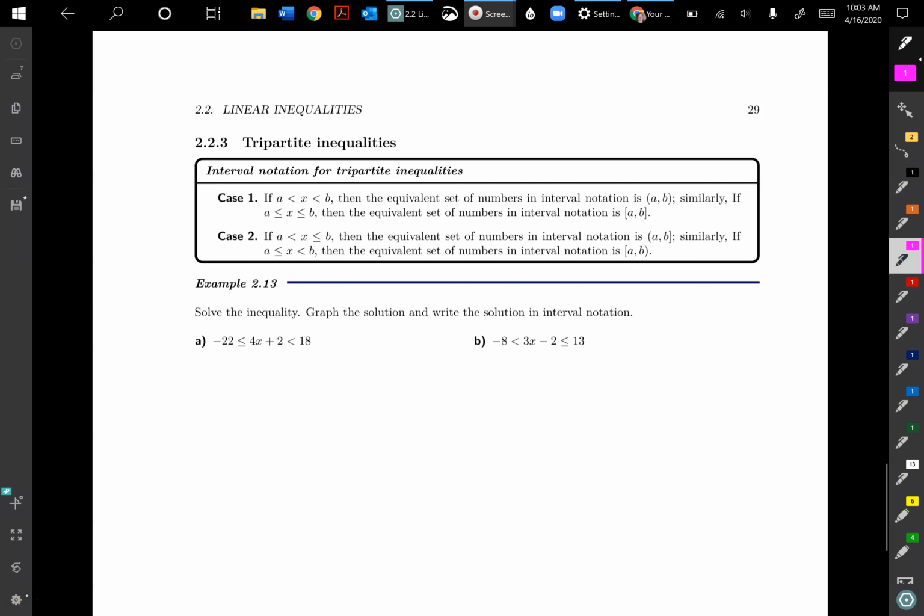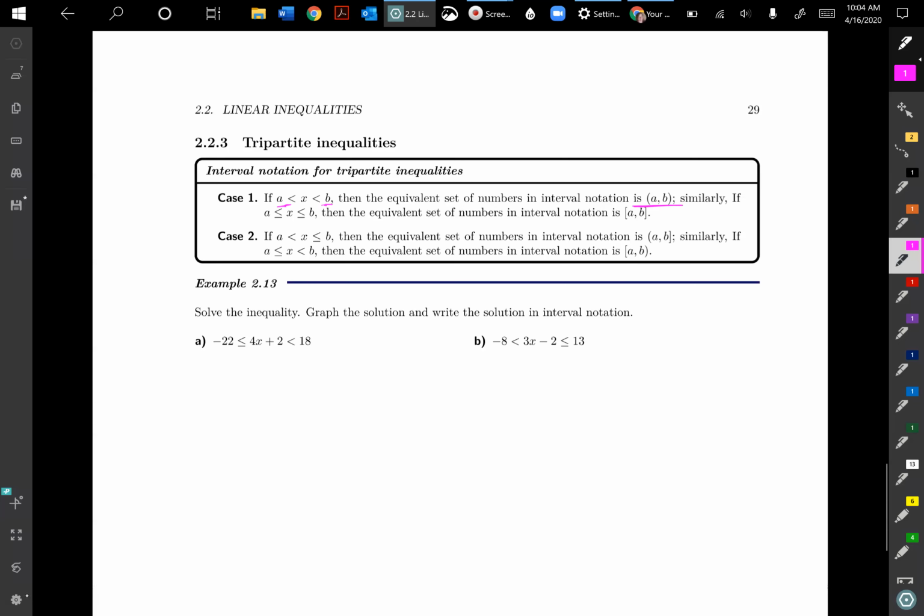This video is part 3 of 2.2 linear inequalities. We're going to look at tripartite inequalities. Interval notation will be a little bit different because we have different sides we're looking at. If a is less than x less than b, then the equivalent set of numbers in interval notation is (a, b).